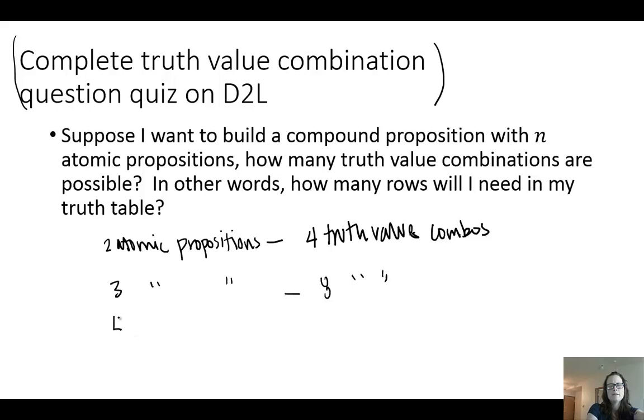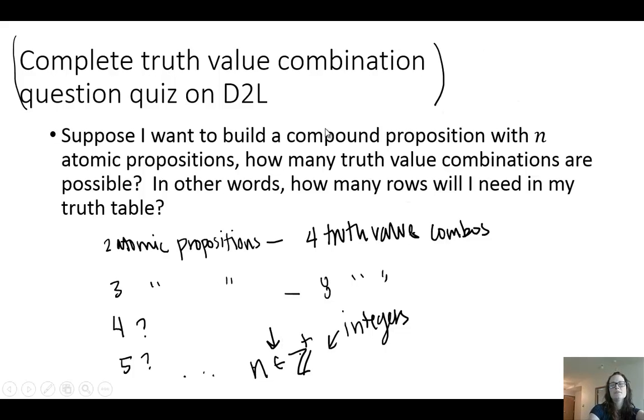So I want to know, what happens if I have 4? What happens if I have 5? What happens if I have some positive integer n? Oh, we'll get to use this notation. n is an element of the integers. Okay, we'll get to see that soon. All right, positive integers. So answer that question, come back, and we'll do another truth table together.